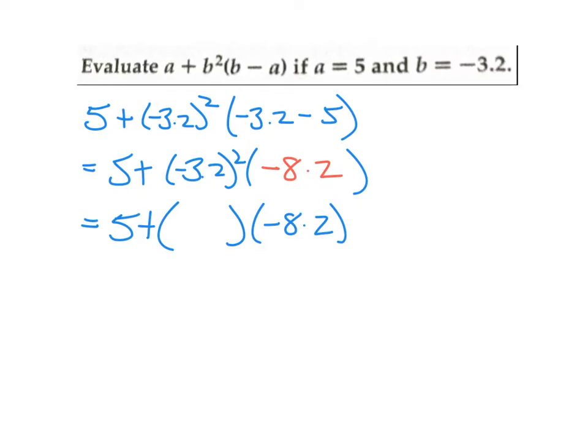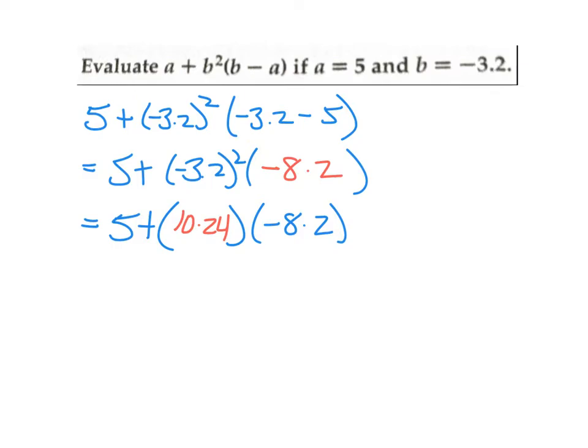Now, I know negative times negative is going to be positive. I know 3 squared is 9, and 4 squared is 16, so my answer has got to be somewhere in between there. But maybe I don't feel very confident multiplying 3.2 times 3.2 in my head, and that's okay. So you use your calculator and multiply that out and find out 3.2 times 3.2 is 10.24.